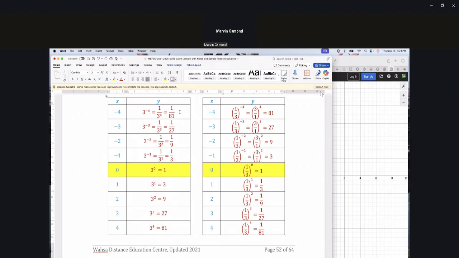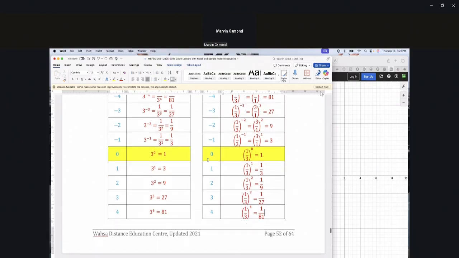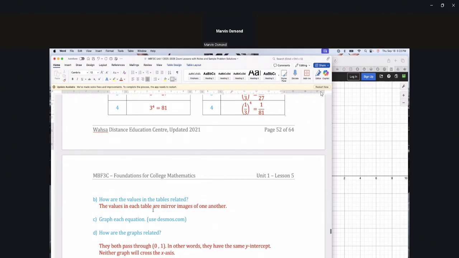This one starts from here and works its way up. This one starts up here and works its way down. So the numbers in the y column are mirrors of one another. So the values in each table are mirror images of one another.